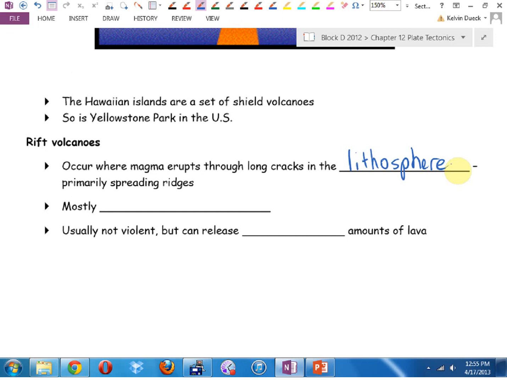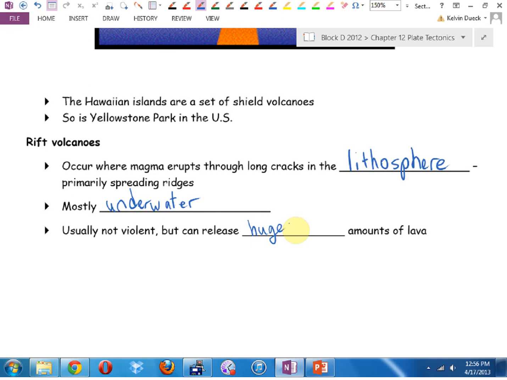Okay? Most of them occur underwater. You may have heard about those hydrothermal vents that are underwater. Those are associated with that as well. Usually not violent, but they release huge amounts of lava. Think of it as though you've got a huge tank of lava, but you've just opened the tap up to a tiny trickle, and it's going to happily trickle away for quite a while.